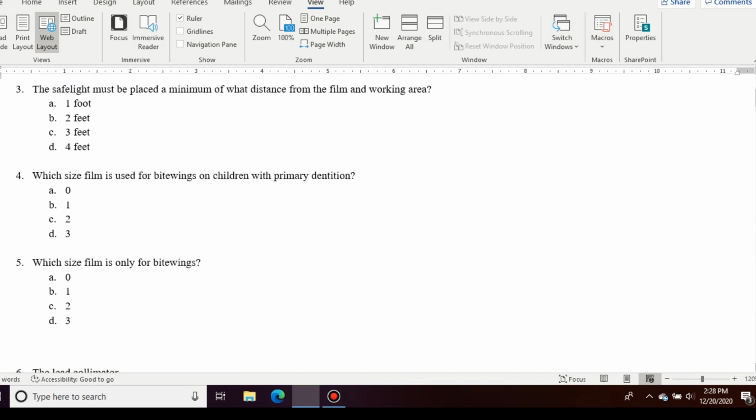Number three, the safe light must be placed a minimum distance from the film and the working area. The minimum, so the closest it can possibly be. And that is D, 4 feet.